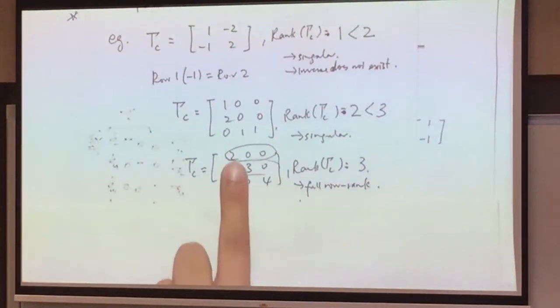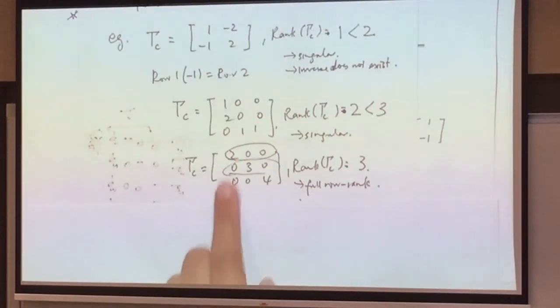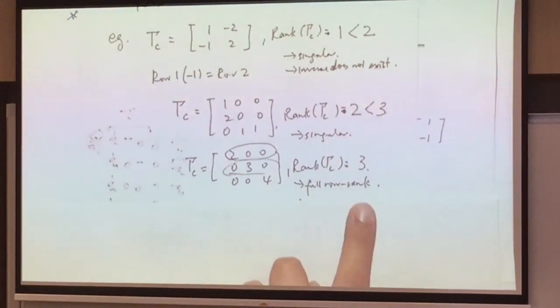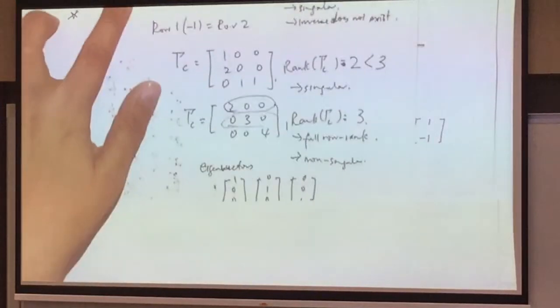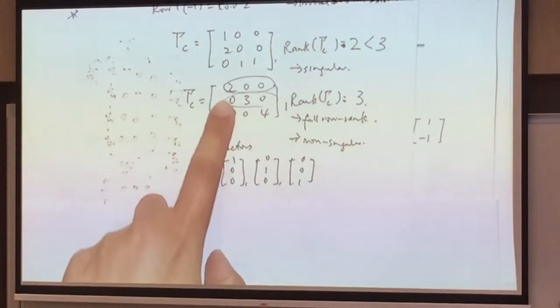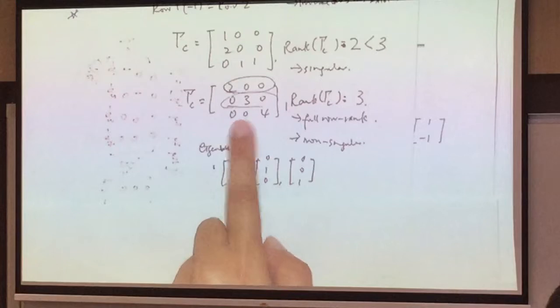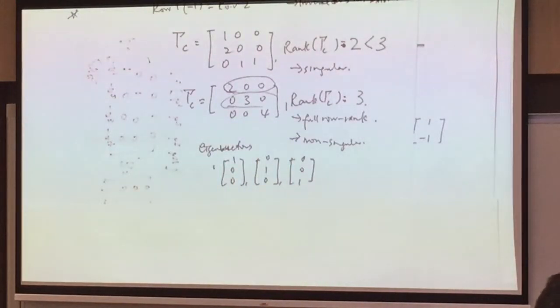What about 2, 0, 0, 0, 3, 0, 0, 0, 4? You can see that these 3 rows are totally different. So the rank is 3, it's full row rank, it's non-singular. And you can also tell that the eigenvectors for this are 1, 0, 0, 0, 1, 0, 0, 0, 1, for the 3 columns. Do you feel better? Okay, so let's move on.